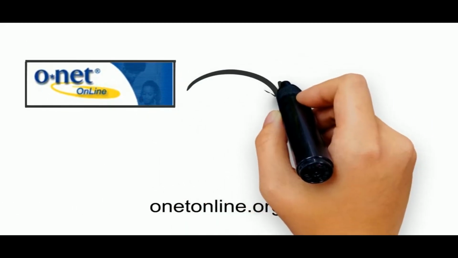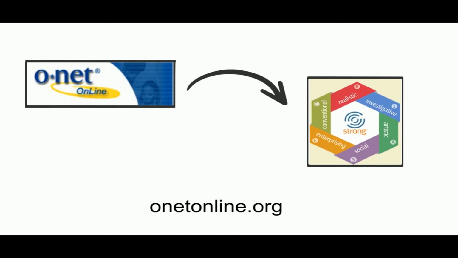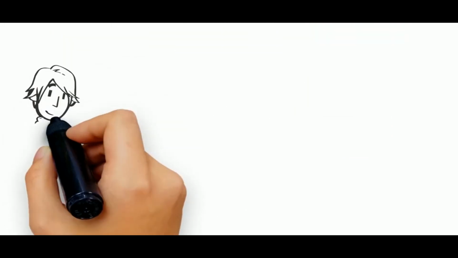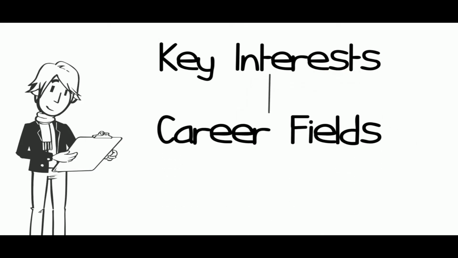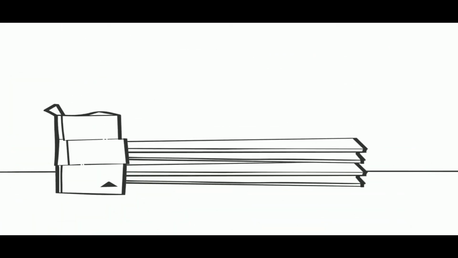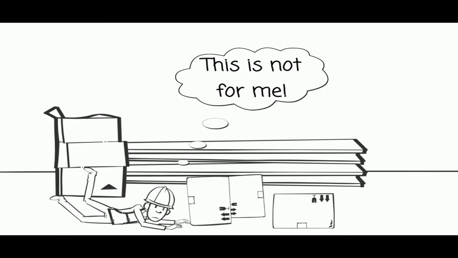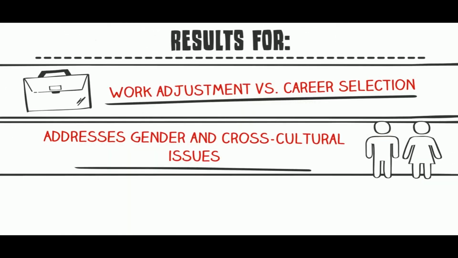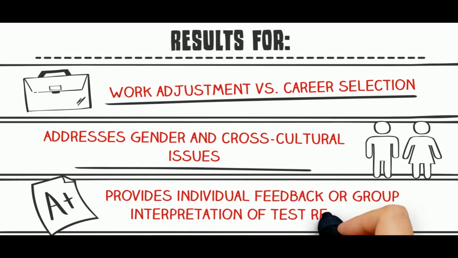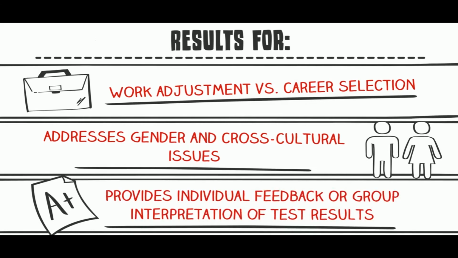O*NET Online.org is linked to the Strong Interest Inventory report, and by assessing it, you can directly align what key interests as well as career fields would be best suited for the participant. The Strong uses results for work adjustment versus career selection. It also addresses gender and cross-cultural issues, and it also provides for individual feedback or group interpretation of test results.